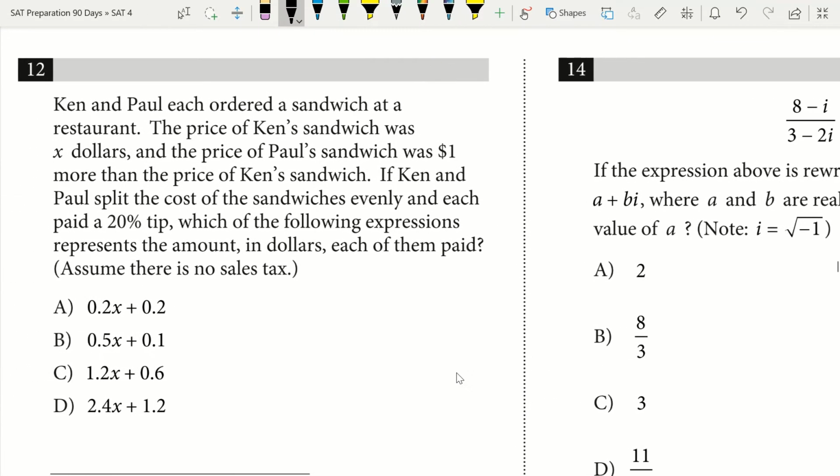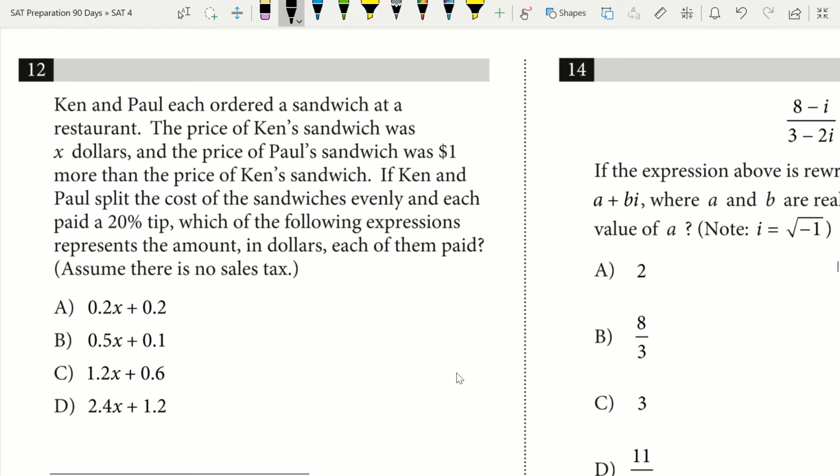So we've got Ken and Paul each ordered a sandwich at a restaurant. The price of Ken's sandwich was X dollars. The price of Paul's sandwich was $1 more than the price of Ken's. So Paul's is equal to 1 plus X. Ken is equal to X.